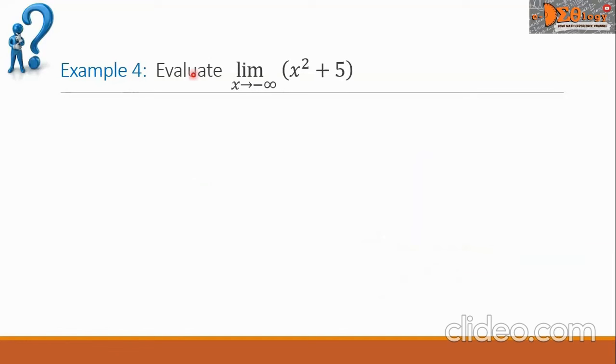Example 4. Evaluate the limit x squared plus 5 as x approaches negative infinity. Let us write again this problem here, and by limit law, we can express this by limit of x squared as x approaches negative infinity plus the limit of 5 as x approaches negative infinity.